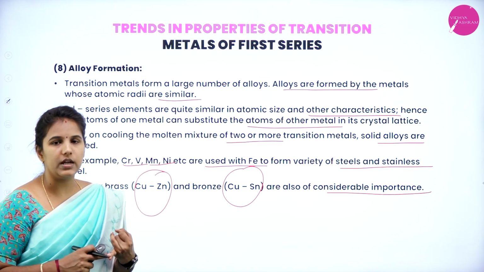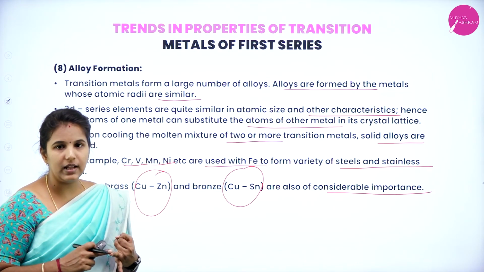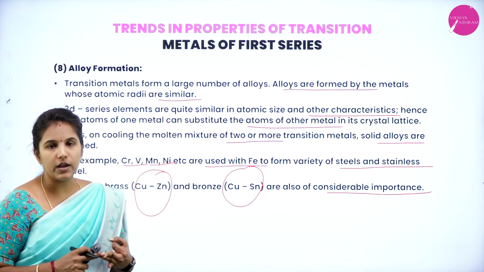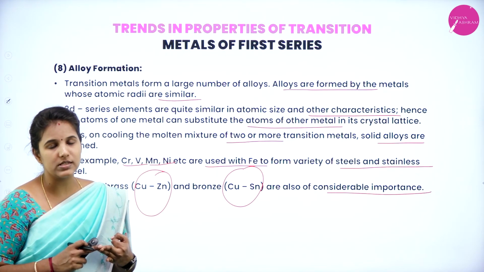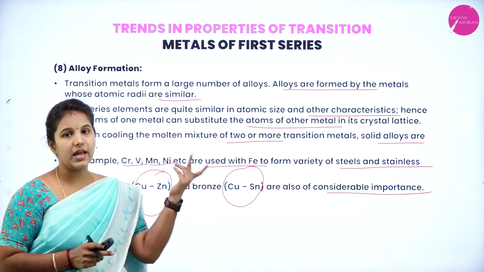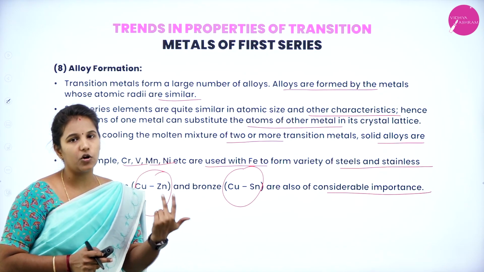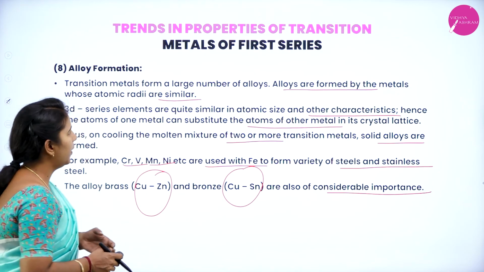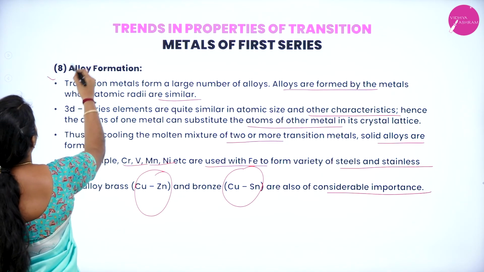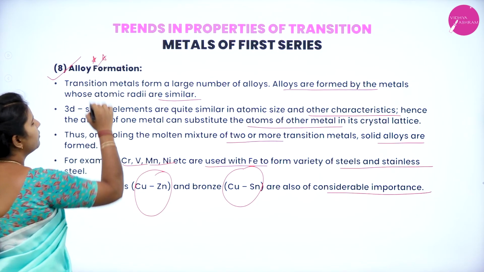In order to make stainless steel, in order to make steel, as well as in order to make alloys like brass, bronze and so on, we mix any two elements with similar atomic radii. This is another important application of the d block elements, where they can easily form alloys.